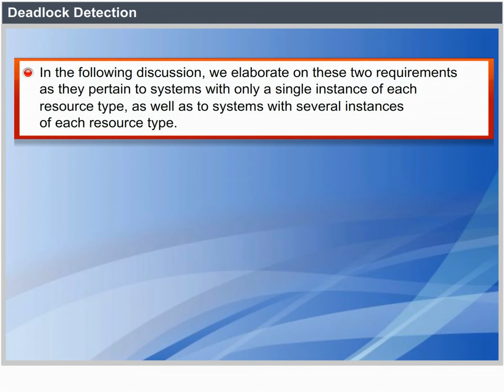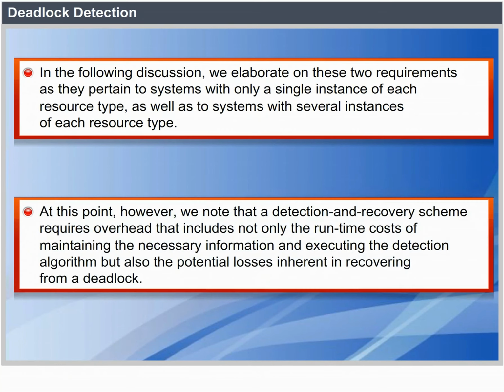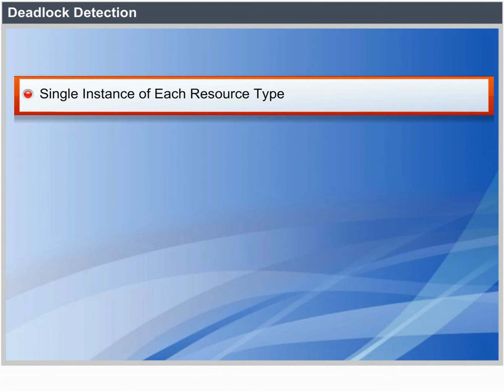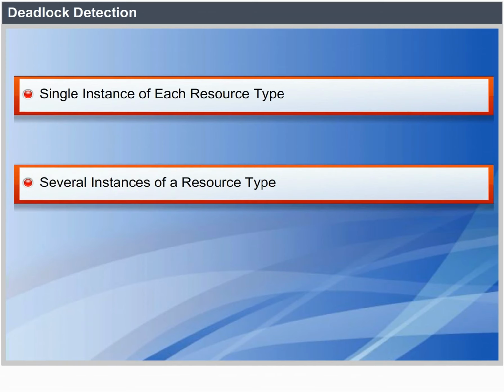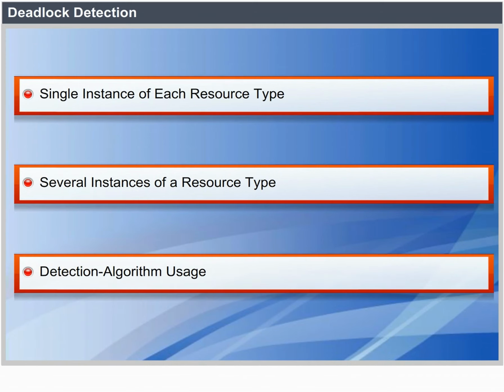At this point, however, we note that a detection and recovery scheme requires overhead that includes not only the runtime costs of maintaining the necessary information and executing the detection algorithm, but also the potential losses inherent in recovering from a deadlock. Single instance of each resource type, several instances of a resource type, detection algorithm usage. Single instance of each resource type.